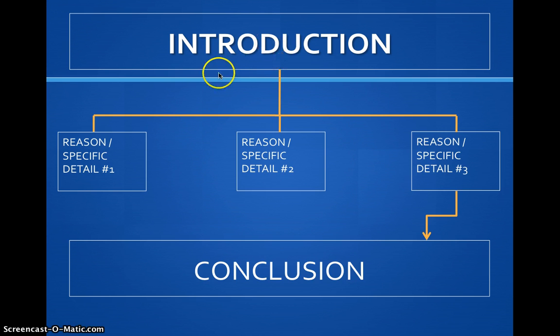Then you go down to your next sentence, specific detail number 1. And you want to be specific. You don't want to say things like, well, they revolted because they were mad, or taxation without representation. Are those true? Yeah, they are. They were mad. There was taxation without representation. But let's be a little more specific.